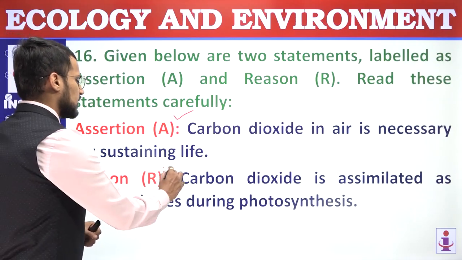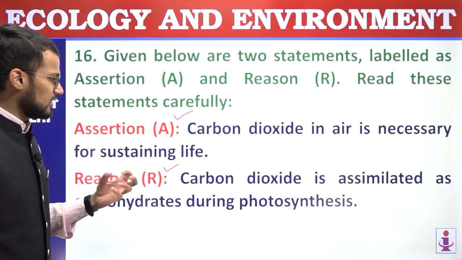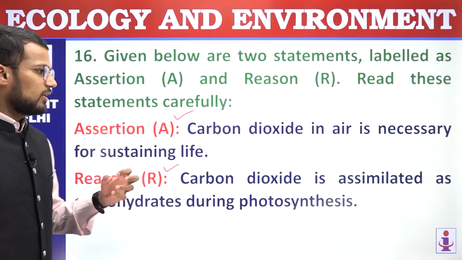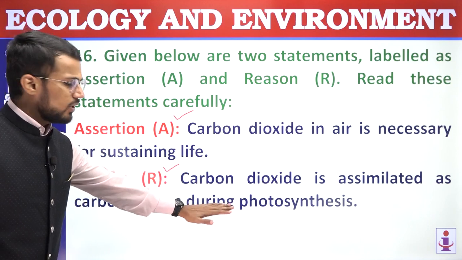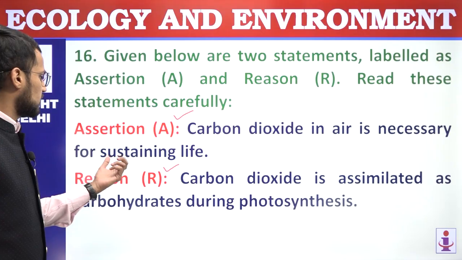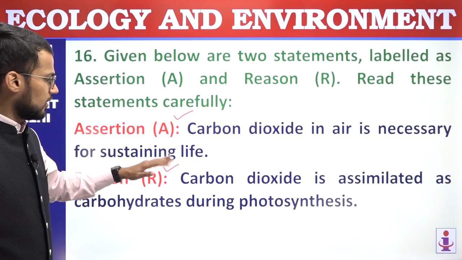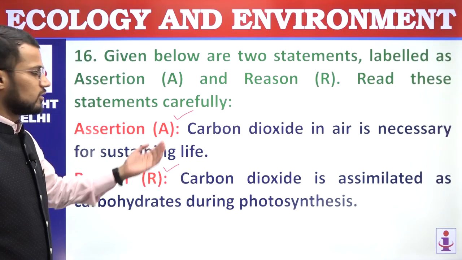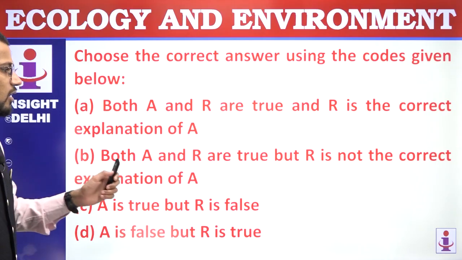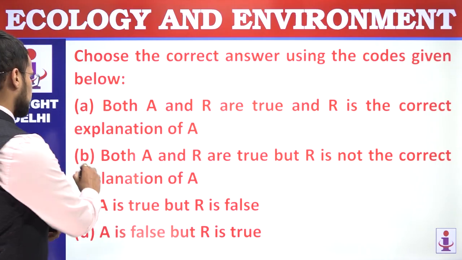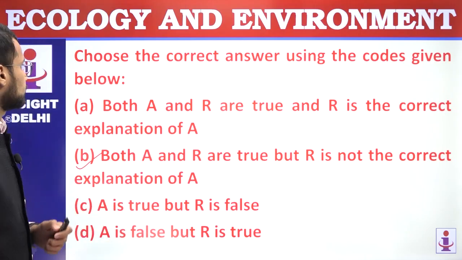Now this statement is a correct statement, but it says that carbon dioxide is assimilated as carbohydrates during photosynthesis, which is correct, but it is not explaining why it is necessary for sustaining life. Fine, and that's why both these statements are correct, but R cannot be considered as an explanation of statement A, and that's why we will go with both A and R are true, but R is not the correct explanation of A. That means B. So question number 16, answer is B.